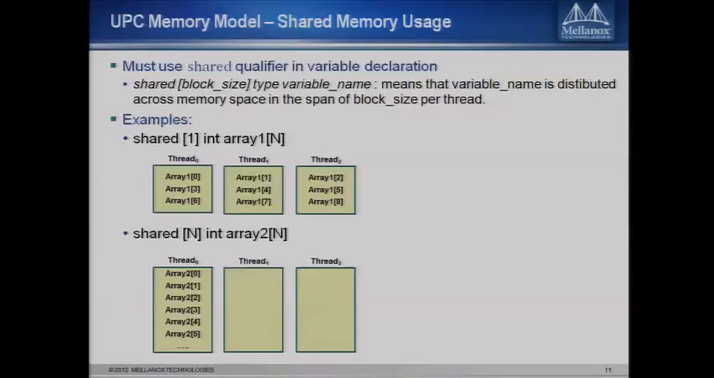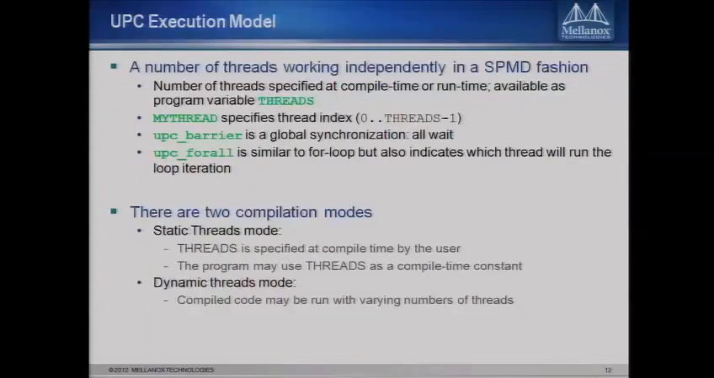So if I would have put a 2 here, it would have put 0 and 1 here, 2 and 3 here, etc. Here's an example where I just declare all of the array in one single distributed area. So I can really play around with and manipulate how this array is spread out across the memory based on this declaration. So that's the memory model. Now the execution model is these threads work independently as a single program on this data that's spread out across the distributed memory.